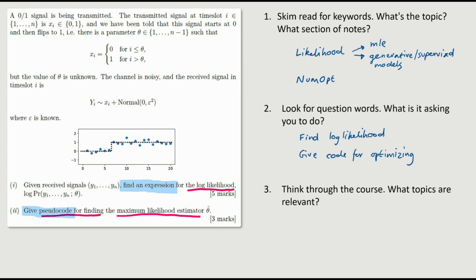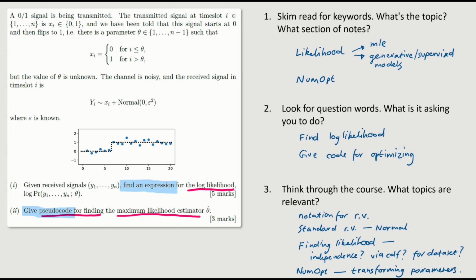Finally, I'll think through the course. I know what it is I have to do, I know roughly the keywords, so I'll think through which sections of the notes are relevant to the material here. To answer a question about likelihood and to do modelling, we need to be familiar with the notation for random variables. We can see it's being used here in the question. The question refers to a normal distribution. I ought to remember that. I ought to think through this section of the notes on finding likelihood.